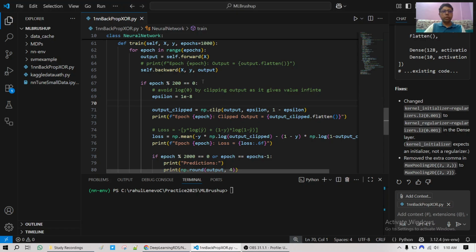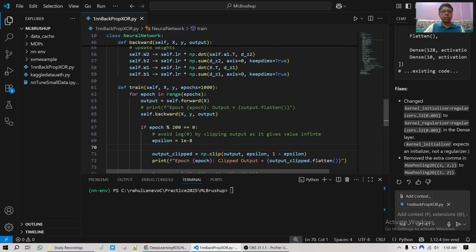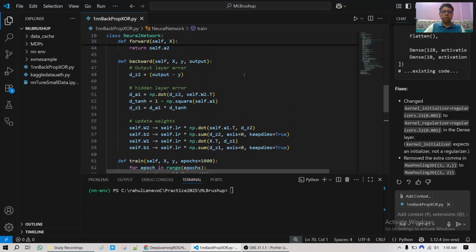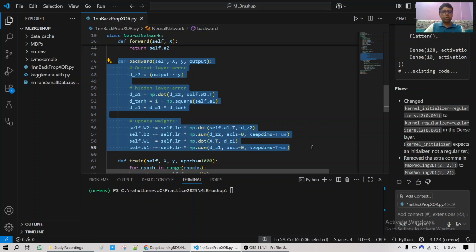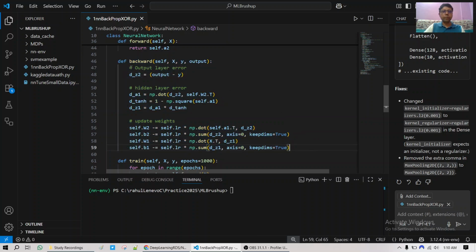So guys, in the training, let's move with backward propagation. This is the function. I'm just giving you superficial information about this program. In detail, step by step, we are going to see the simulations soon. So this is the backward propagation function here. This is the output layer error.